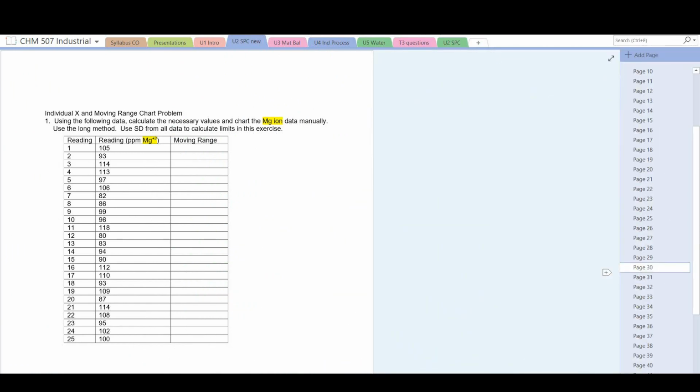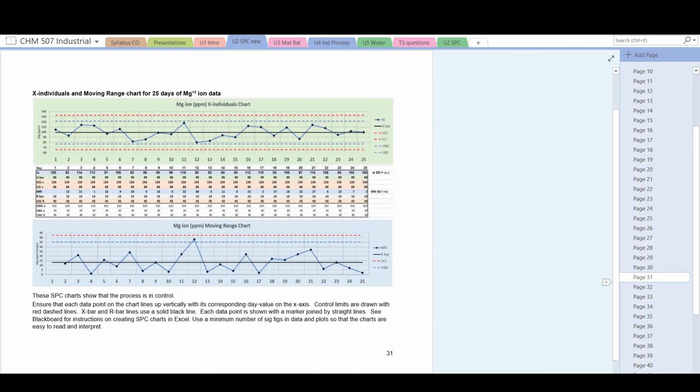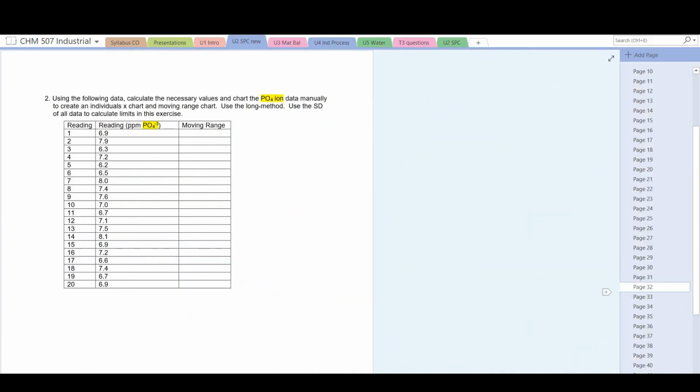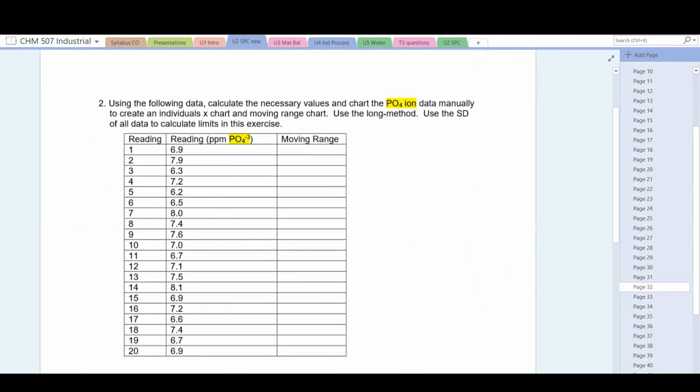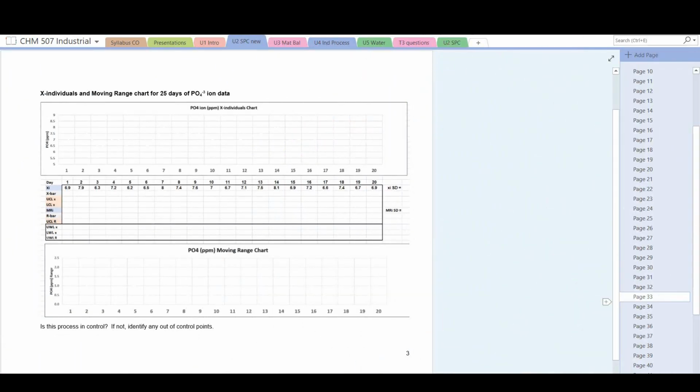So on page 30, I have the data that was used to calculate the charts I just showed you. On page 31, I have the charts that we just looked at. On page 32, I have another set of data for phosphate readings, and I'm asking you to create an individuals X chart and a moving range chart for this. That's an assignment for you to do. I've given you a template for you to work with to put your data into on page 33.